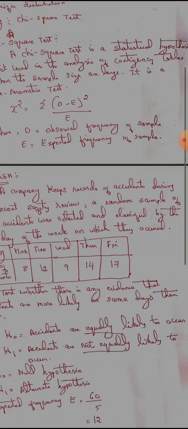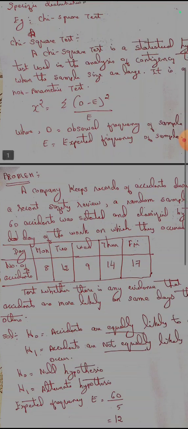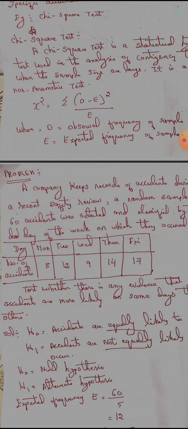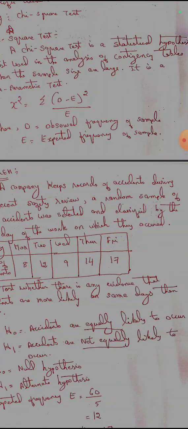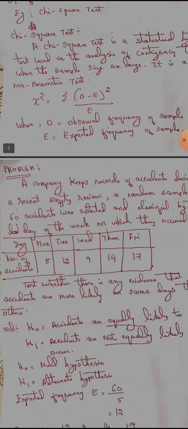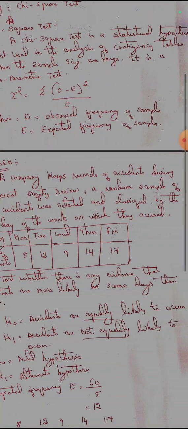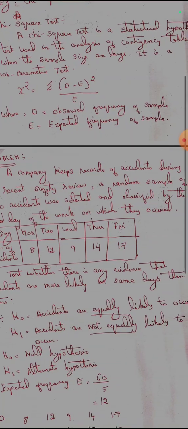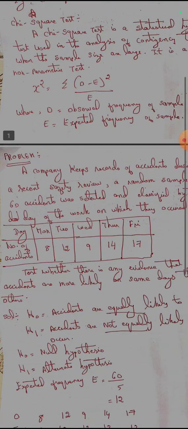A company keeps records of accidents during a recent safety review. A random sample of 60 accidents was selected and classified by the day of the week on which they occurred. Days are given as Monday, Tuesday, Wednesday, Thursday and Friday. Number of accidents on the respective days are 8, 12, 9, 14 and 17. Test whether there is any evidence that accidents are more likely on some days than others. So we have to find whether the accidents are uniformly distributed on all those days.